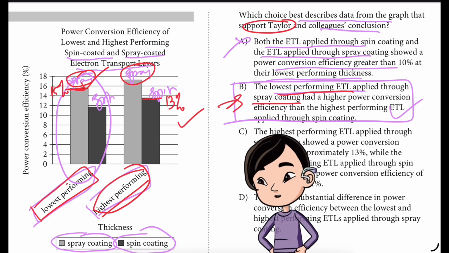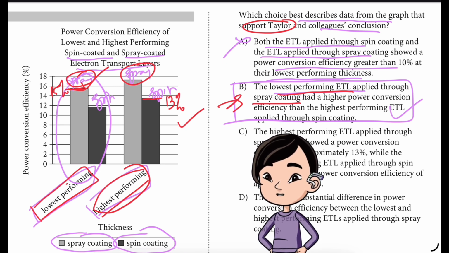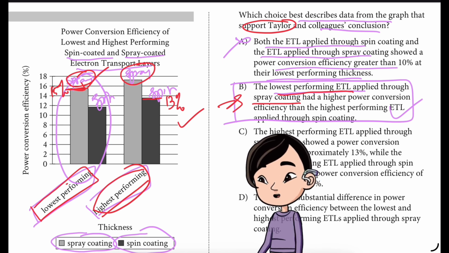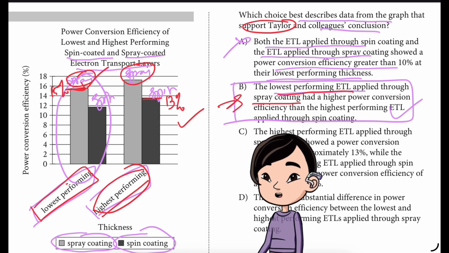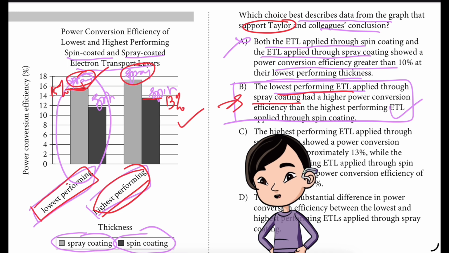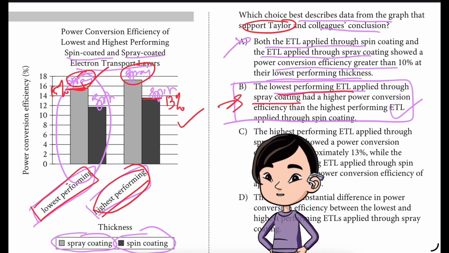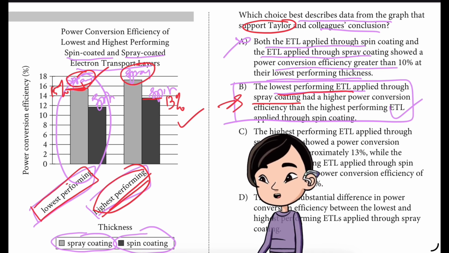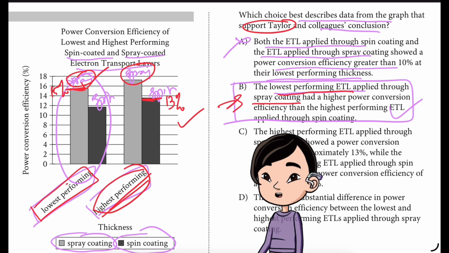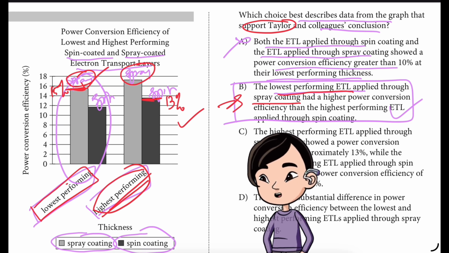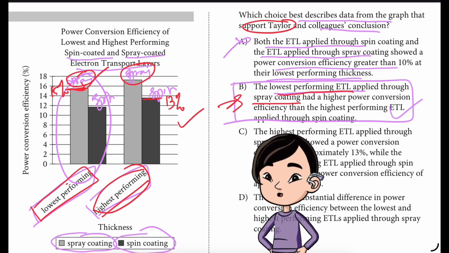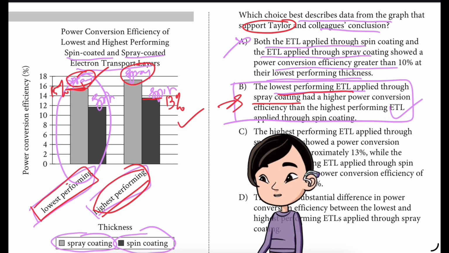Choice A is incorrect. Although this claim correctly describes the data in the graph by stating that both the lowest performing ETL applied through spin coating and the lowest performing ETL applied through spray coating had a power conversion efficiency greater than 10%, this relationship in the data doesn't support or relate to Taylor and colleagues' conclusion that spray coating promises greater efficiency for solar cells than traditional spin coating does.